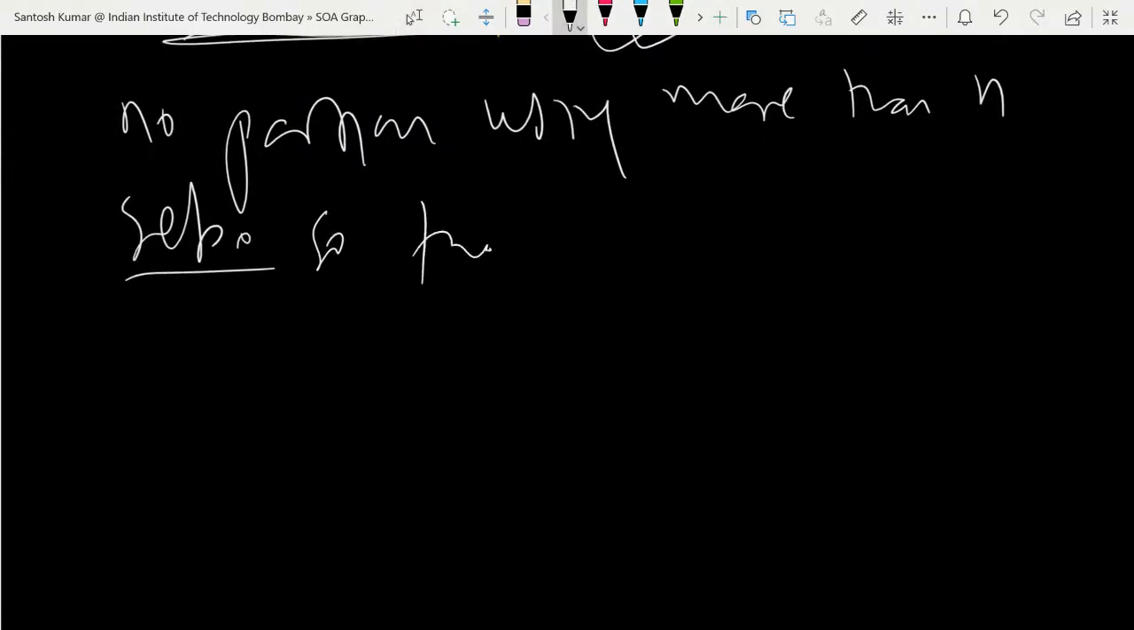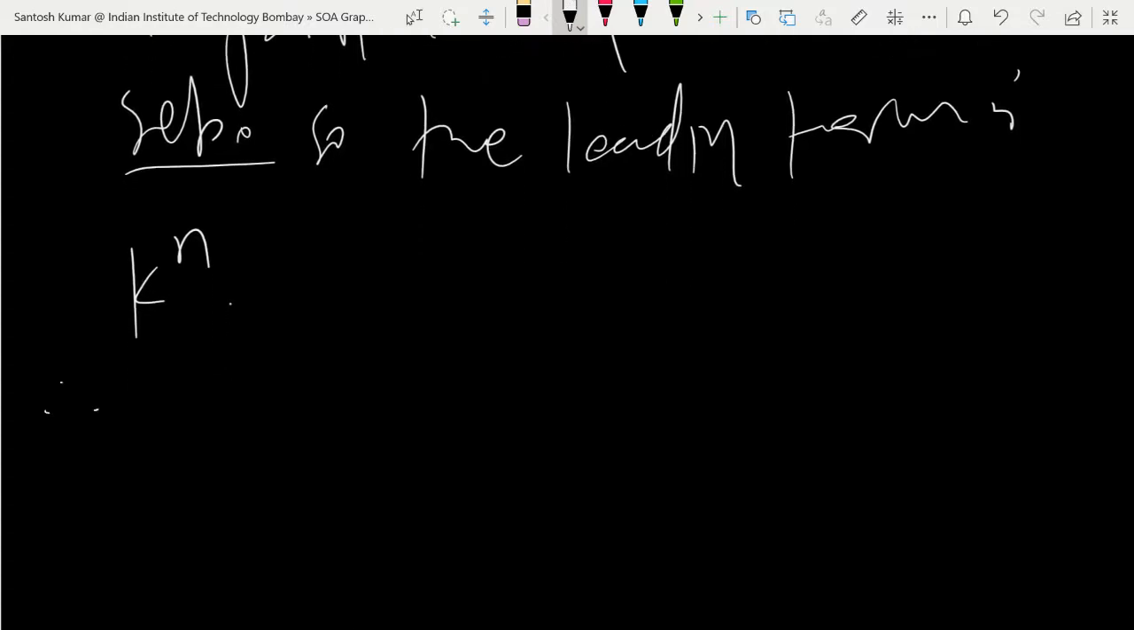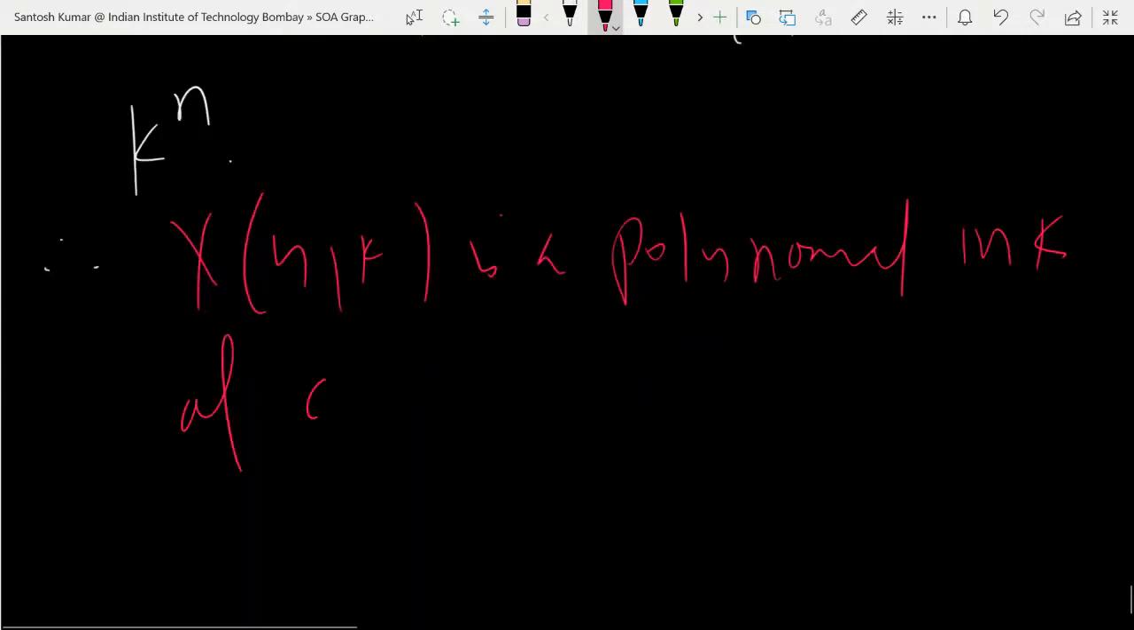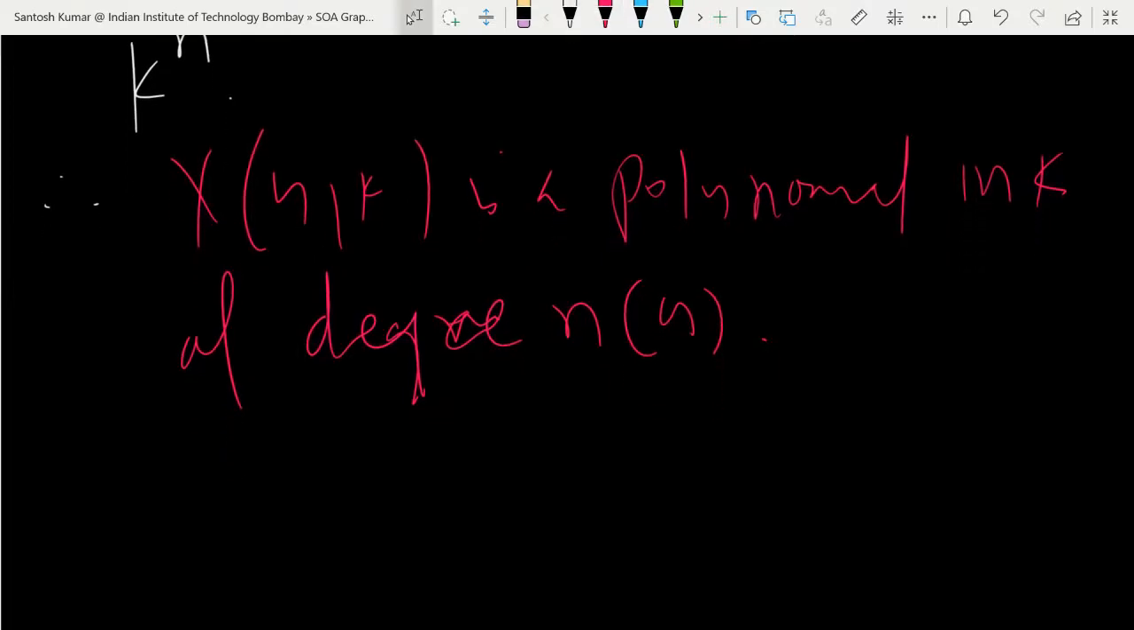So the leading term is nothing but k raised to power n, and not more power of k, only k raised to power n. And that's why we want to say that this is a polynomial in k of degree n. Here I have written degree n, but in general it is n_G, the number of vertices in the graph. Okay, so we established this.